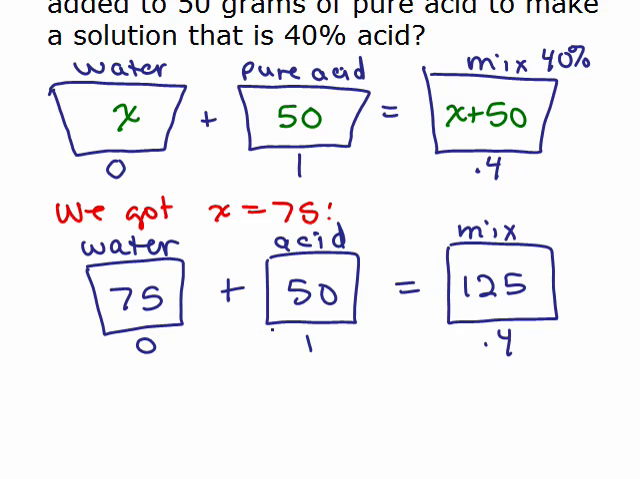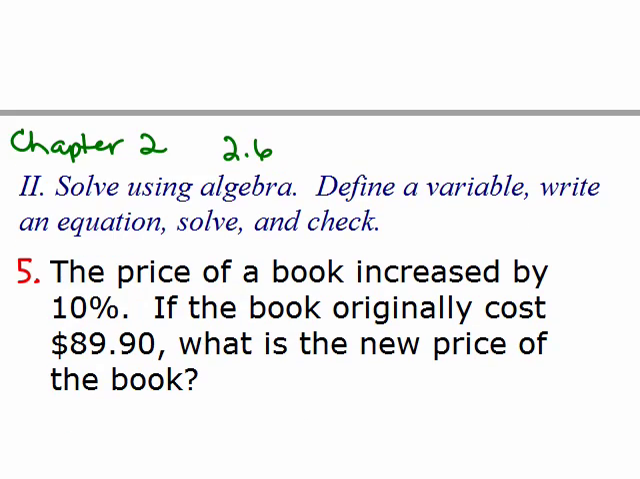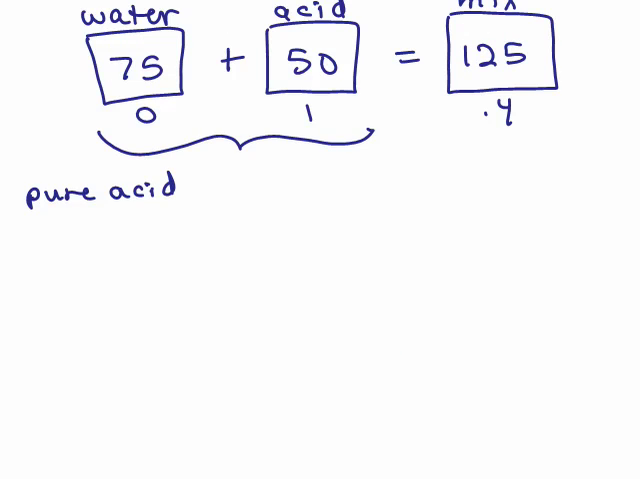Okay. So on the left-hand side, let's figure out how much acid was on the left-hand side. Well, there was no acid from the water, right? And I had exactly 50 grams of acid. So I know there's 50 grams of pure acid here. So the pure acid here is just 50 grams, right? Because that's all I started off with mixing water and 50 grams of acid. So I've got that.